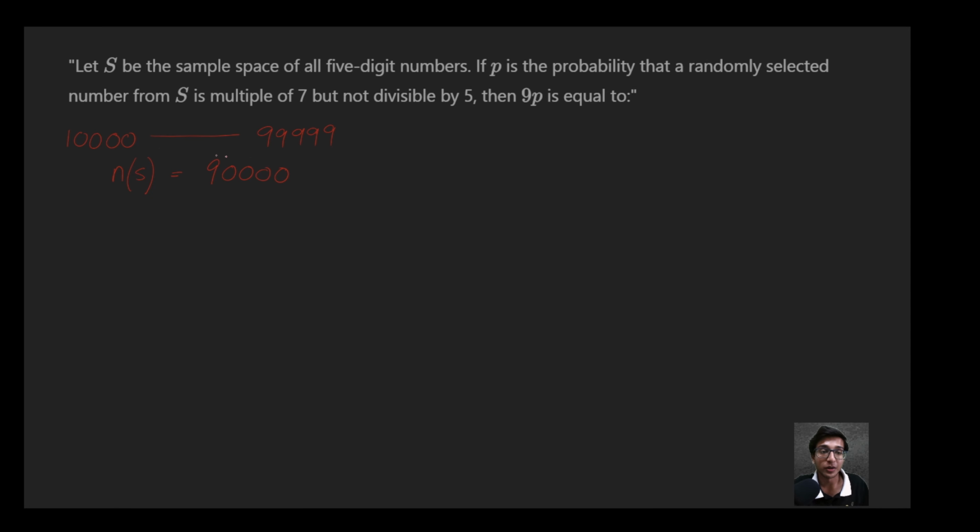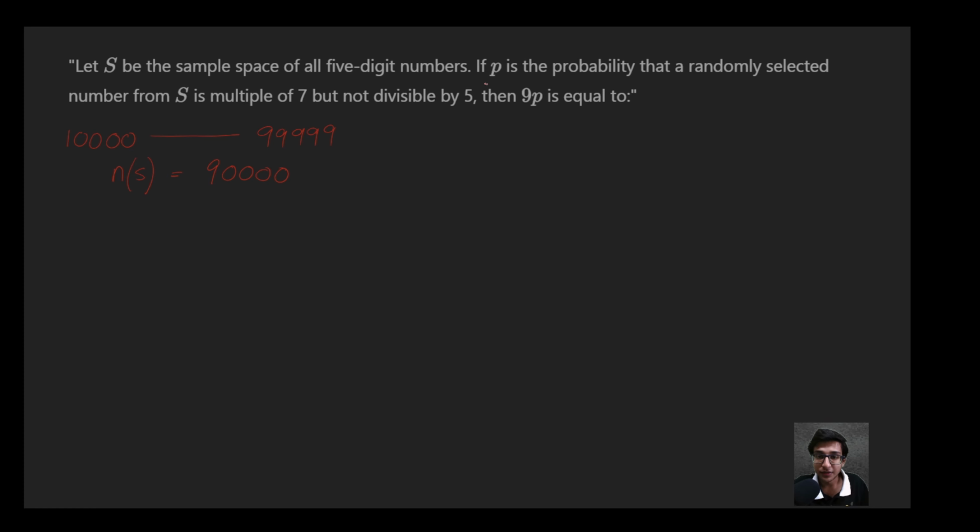If you are not able to calculate that from 10,000 to 99,999 there are 90,000 elements, you can simply use AP. We had studied this in sequence and series. Here the final term is given as 99,999. The first term, which is A, is 10,000, and our common difference is 1. So using that you can find the value of n. It would come out to be 90,000.